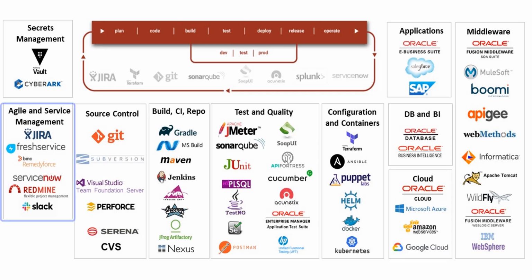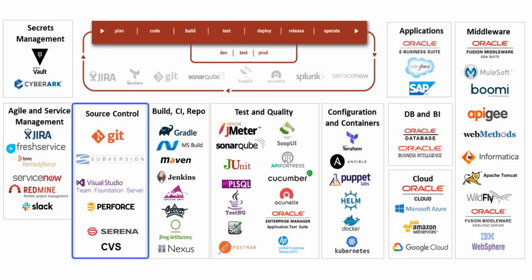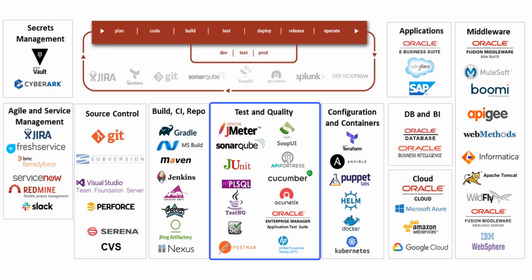Examples include agile project and service management tools such as Jira and ServiceNow, source control tools such as Git and Subversion, test and quality tools like SonarQube, SoapUI, Selenium, and API Fortress, and many plugins for infrastructure and cloud automation, containers, applications, middleware, database, and more.